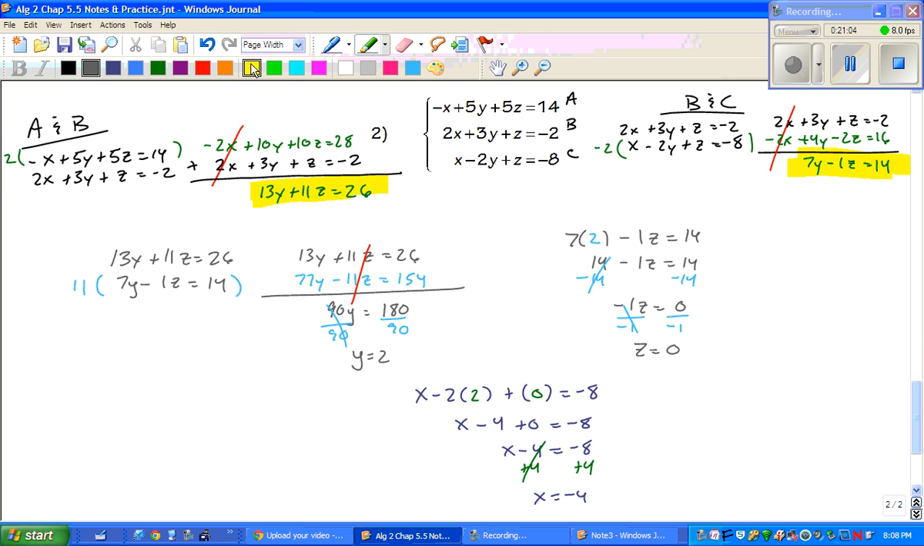Okay, so there's the rest of my work. Now, right here, you should get y equals 2. When you plug in 2 for y, I used that equation because to me that was the easiest. And you get z equals 0. And then you plug into an original equation. Okay, I used C, and then I plug in y, I plug in z, and then we get our answer of x equals -4. So overall, your final answer would be -4, 2, 0.